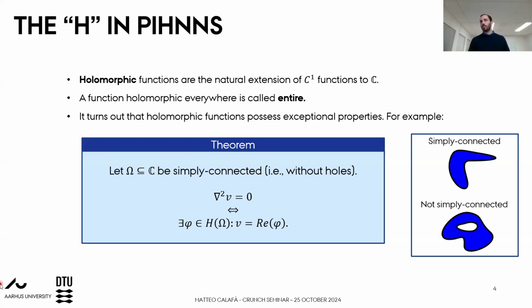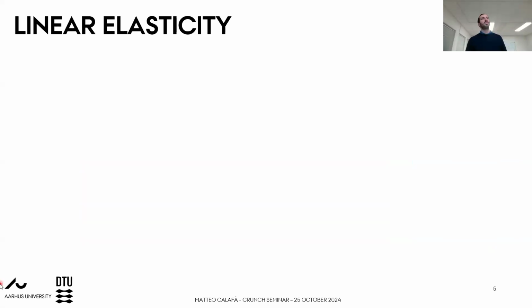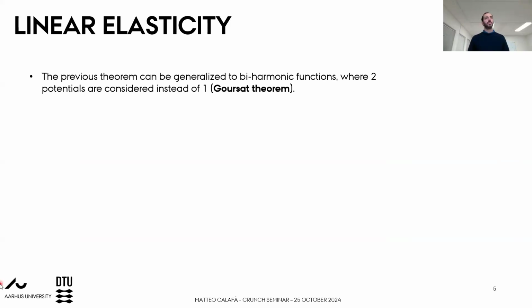Just to avoid any misunderstanding, this is what we mean by a simply connected set and what is not a simply connected set. Given this very tight relationship between harmonic and holomorphic functions, phi will be called the complex potential of v. And I think it's really worth calling it in this way. Okay, so why do we introduce holomorphic functions? Well, let's go back to linear elasticity.